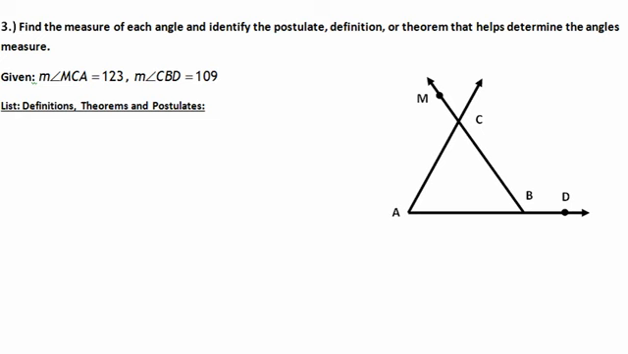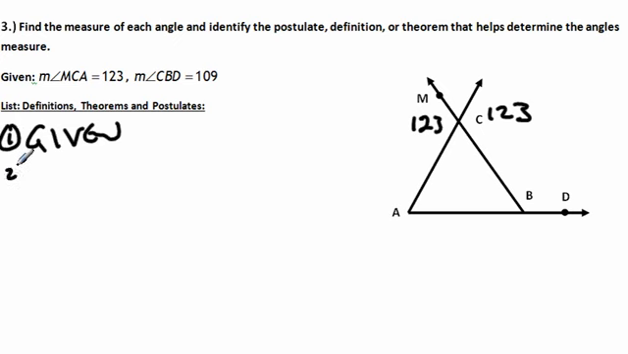The next question had to do with finding the measure of each angle and identifying the postulate, definition, or theorem that helps determine the angle's measure. So the first thing is we always start with the given information. They tell us that the measure of angle MCA is 123. So the first bit of information is the given. From here, we know this is 123, and that is because they are vertical angles.